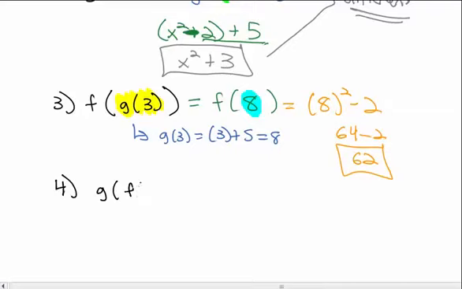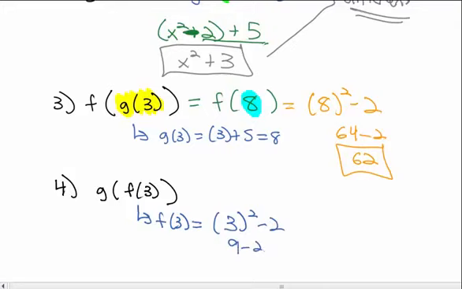Let's do g of f of 3, changing the order. Essentially, we first have to find f of 3. And remember, f was stuff squared minus 2. So if we plug a 3 in there, we get 9 minus 2, which is 7. So essentially, that inside stuff is 7. We're finding g of 7.